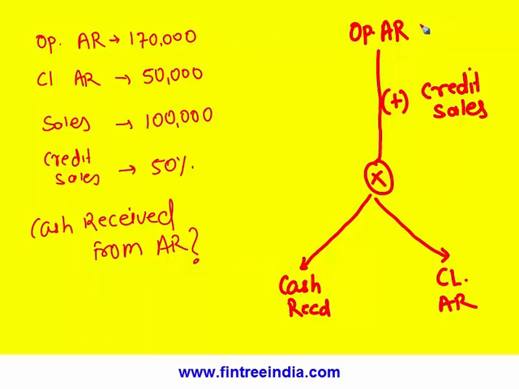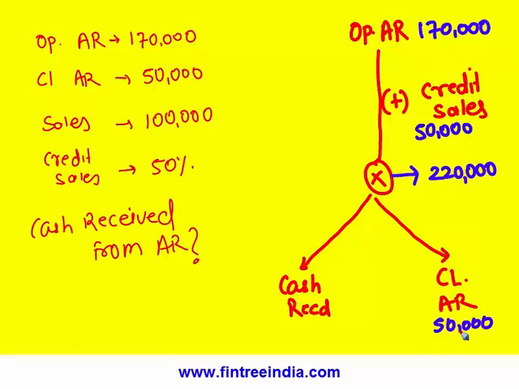Opening accounts receivable 170,000. Closing accounts receivable 50,000. Sales 100,000, but credit sales is how much? 50,000. So we have these two items. Immediately we can understand that amount of X has to be 220. If closing AR is 50, then cash received has to be the balancing figure, which is 170,000. Any questions?